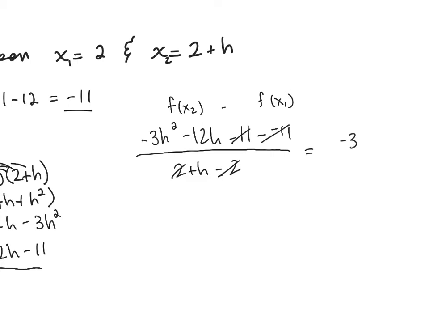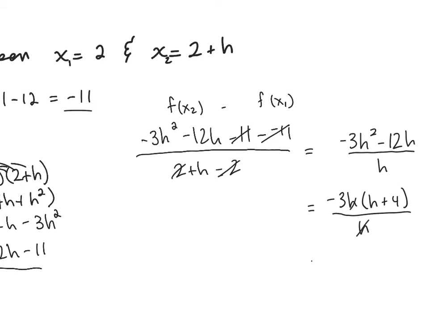We have negative 3h squared minus 12h all over h. And this, if we factor out an h, or rather we could do a negative 3h, then that's going to leave us with h plus 4 all over h. Cancel that out. We have negative 3h plus 4 as our average rate of change.